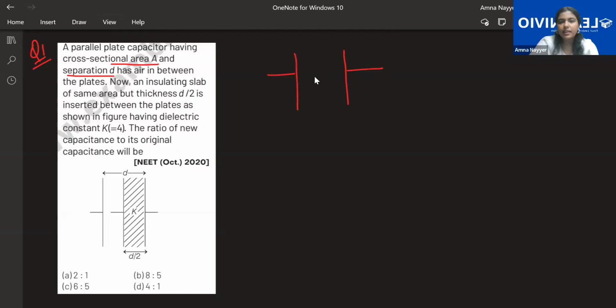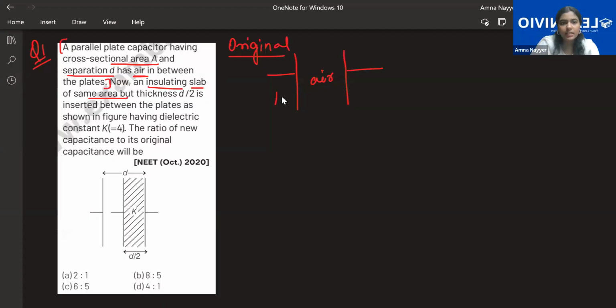A capacitor is there with air filled. This is the original case, without any medium. The separation has air in between the plates. This is the initial case. Now a modification will be there. What is the modification? Insulating slab of same area.